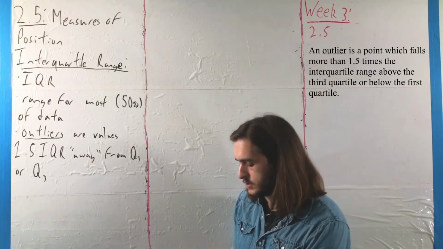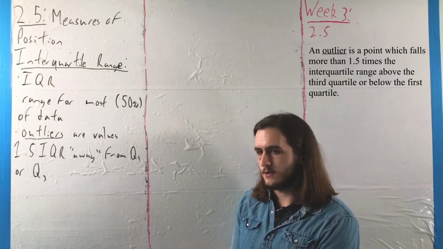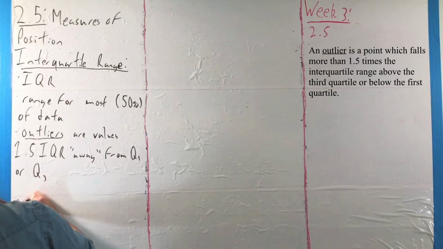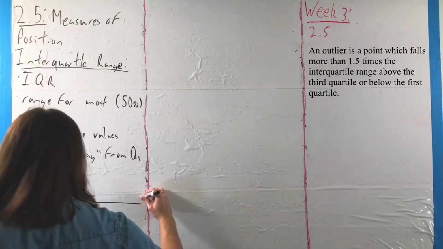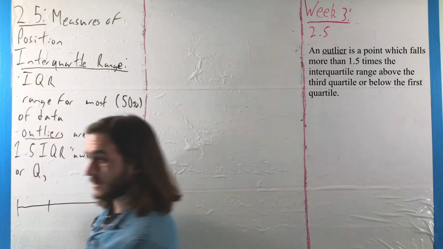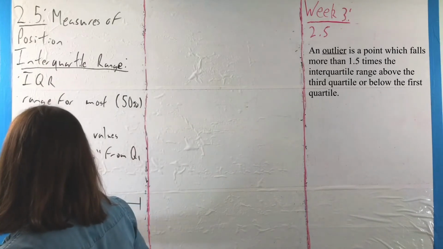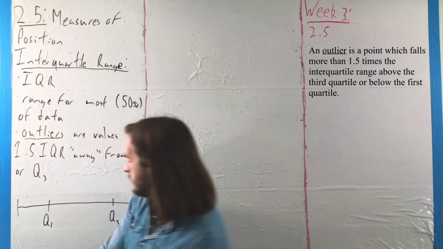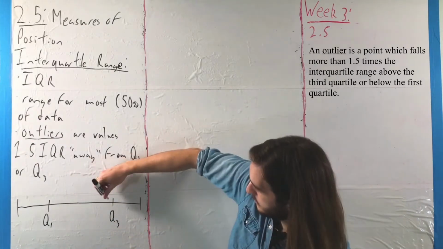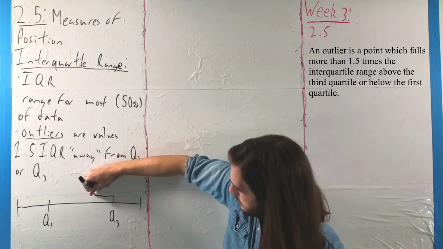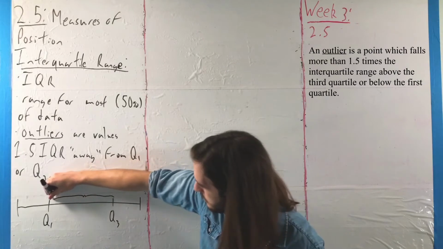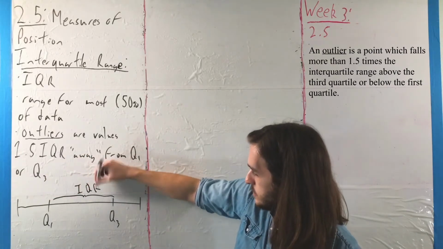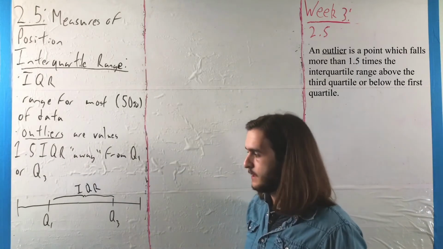So actually, let me just draw a quick picture here to help illustrate the idea. So let's say we have our data set, and it's something like before. So we're going to have our value for Q1 down there, and our value for Q3 is over here, and Q2 is somewhere in the middle. This range here is the interquartile range that we're talking about in this context.